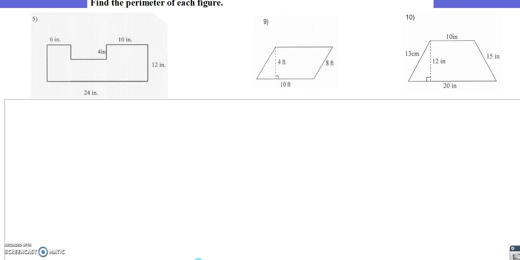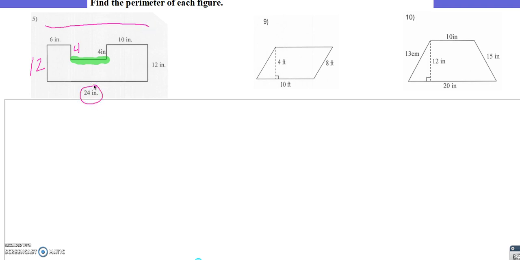We need to notice that this short side here is also going to be 4, based on the other side. We need to know that the far left is going to be 12 because the far right is 12. And then that leaves us with this last section that we need to figure out how long it is. We know that from left to right, the whole thing is going to be 24 inches.